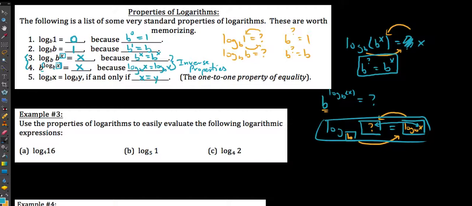Okay. And then, of course, our last property is our one-to-one property of equality, which really is just the same thing as our one-to-one property of equality with exponential things. It's just that they have logarithms that are both base b and they're equal, and so their arguments, x and y, would have to be the same exact things.